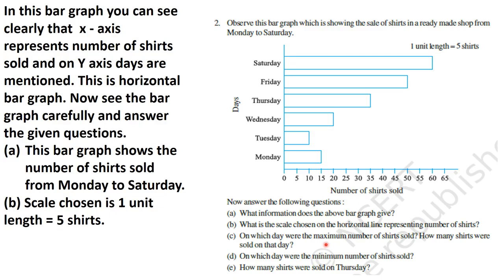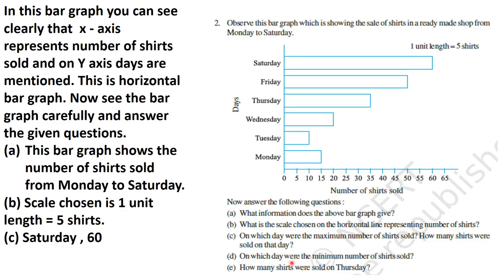Now see the C part. On which day maximum number of shirts sold? How many shirts were sold on that day? Maximum means सबसे ज़्यादा. On which day maximum number of shirts sold? Saturday. Okay. And how many shirts were sold on that day? Bring this line down and see. It will go up to 60. So how many shirts were sold on that day? 60. See the answer. Saturday, 60. Clear?